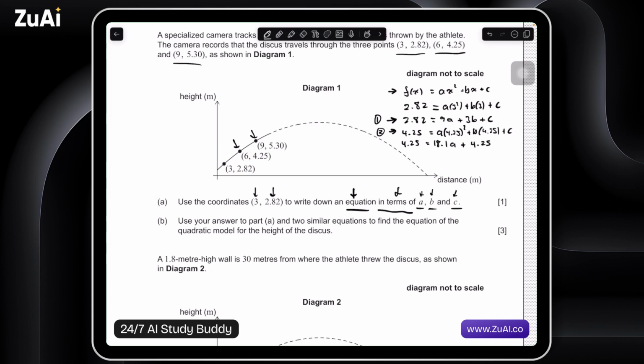4.25 plus C. And the last one for number 3 is going to make use of 5.30 is equal to, and in this case we're going to be having A times 9 squared plus B plus C. So 5.30 is equal to 81A plus 9B plus C. So we've got these 3 equations. And now, with those 3 equations, we can use it to find the values of A, B, and C.